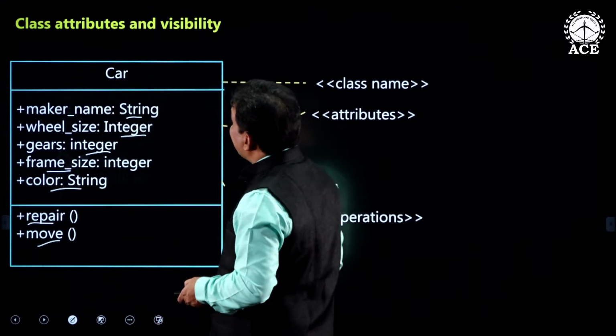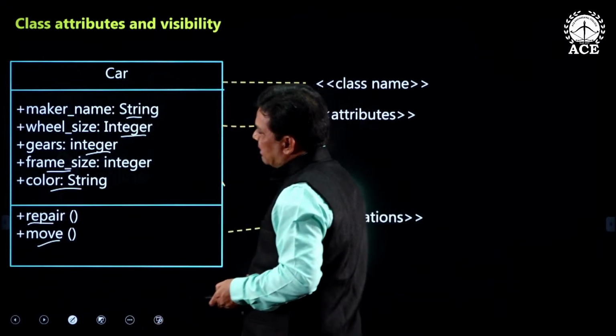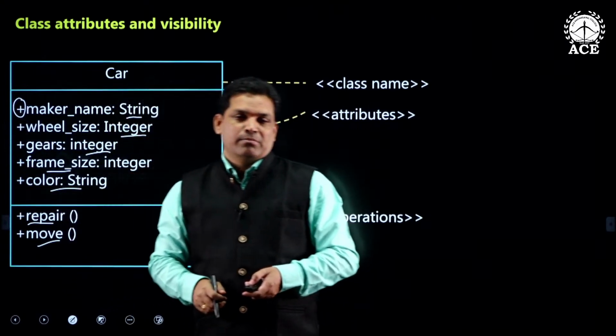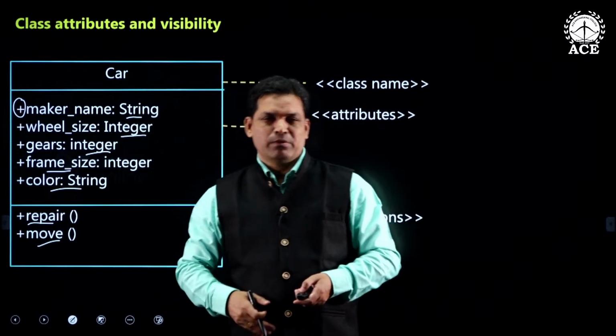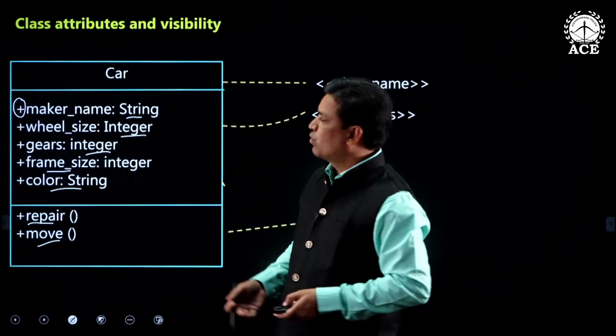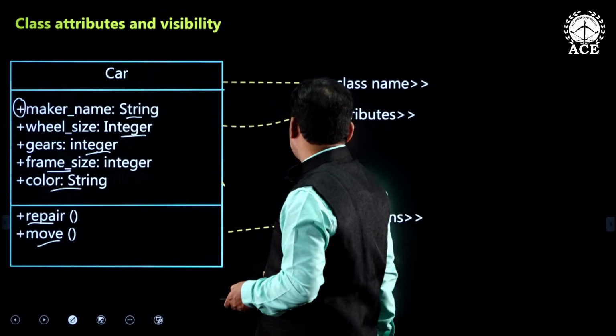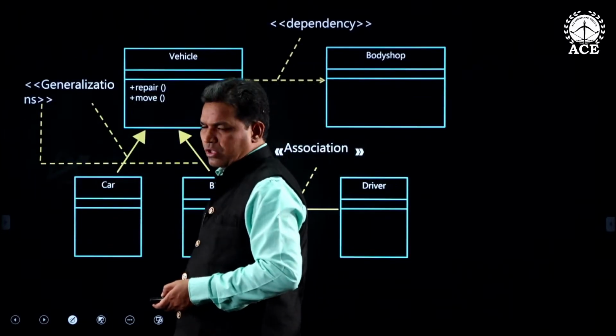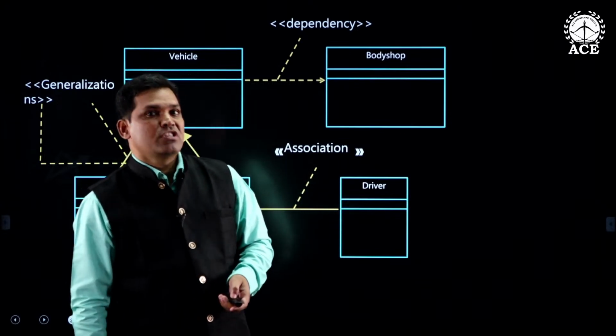Now here, class attributes and visibility. What is meant by visibility here? A publicly accessible class. This class can be accessed by anybody, any general user. That is what we call public visibility, right? And coming to this, we have discussed briefly the four relationships in UML, right?